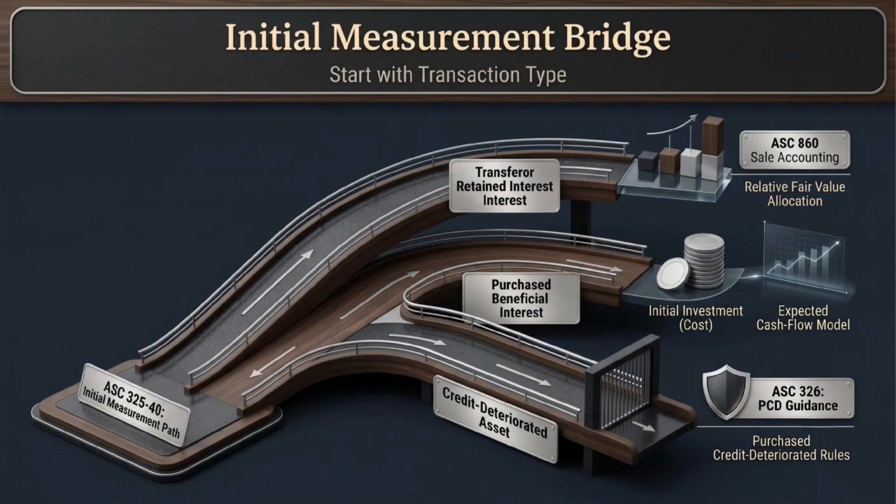Initial measurement starts with the transaction type. If the transferor retains an interest after a securitization sale, the measurement connects back to ASC 860 and the fair value allocation at the transfer date. If an investor purchases a beneficial interest, the initial investment amount becomes the starting point, and the expected cash flow model determines accretable yield going forward. If the asset has credit deterioration since origination, purchased credit deteriorated guidance under ASC 326 may apply at initial recognition.